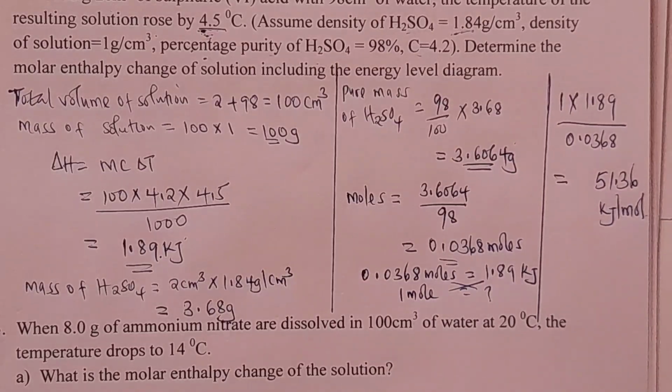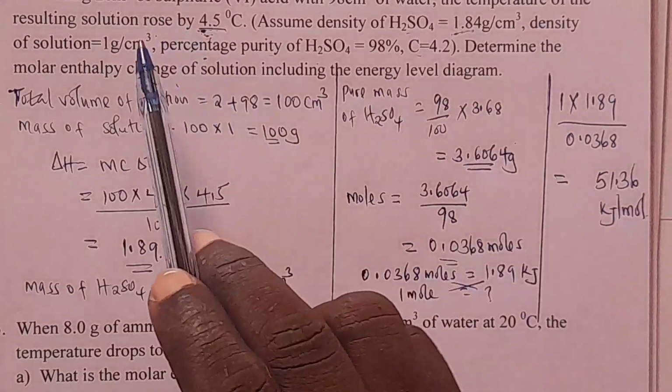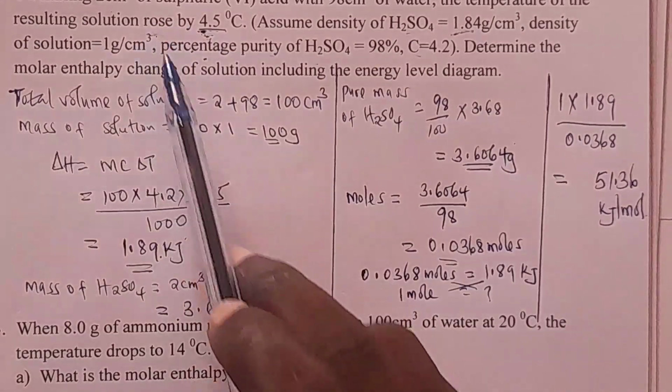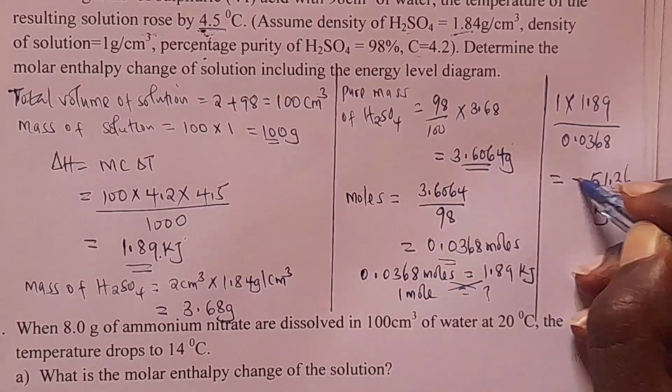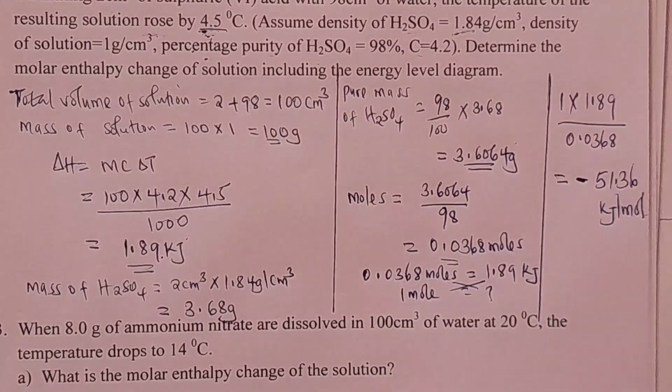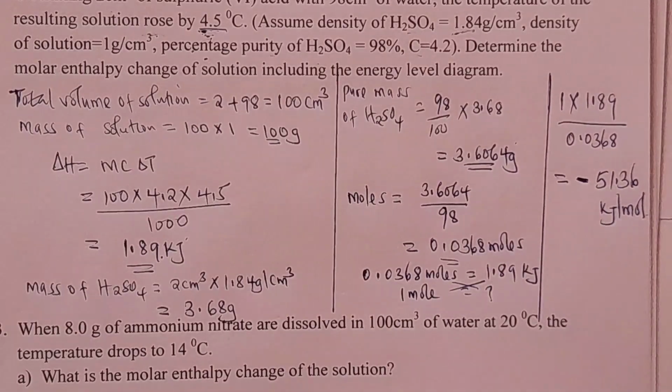Then let us know the sign that we are going to have, whether it is positive or not. We are going to check that by the temperature. Has the temperature dropped or has it risen? The temperature of the solution rose by 4.5. If it rises, that means we are going to have a negative enthalpy change, because that is an exothermic reaction.